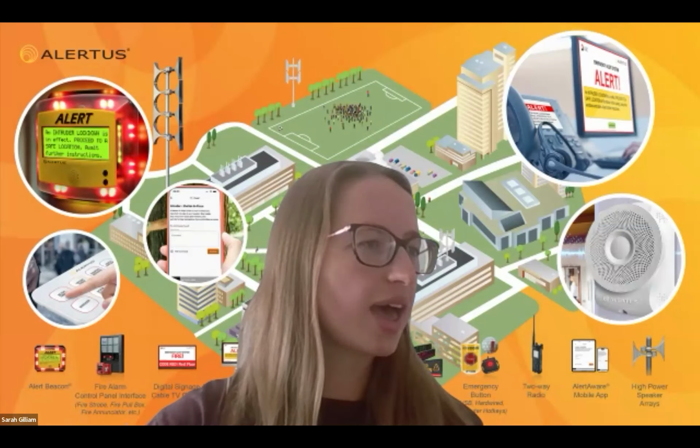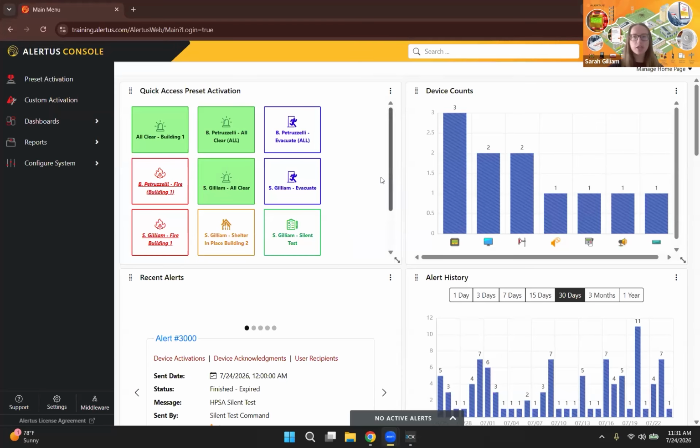So I will go ahead and share my screen here. We're going to start by just briefly taking a look in the Alertus console. So for those that are not familiar, the Alertus console is the web-based user interface where you are able to activate and manage your Alertus system. And access to the Alertus console is controlled internally by your organization. Everyone has a unique URL to access the Alertus console for their system.